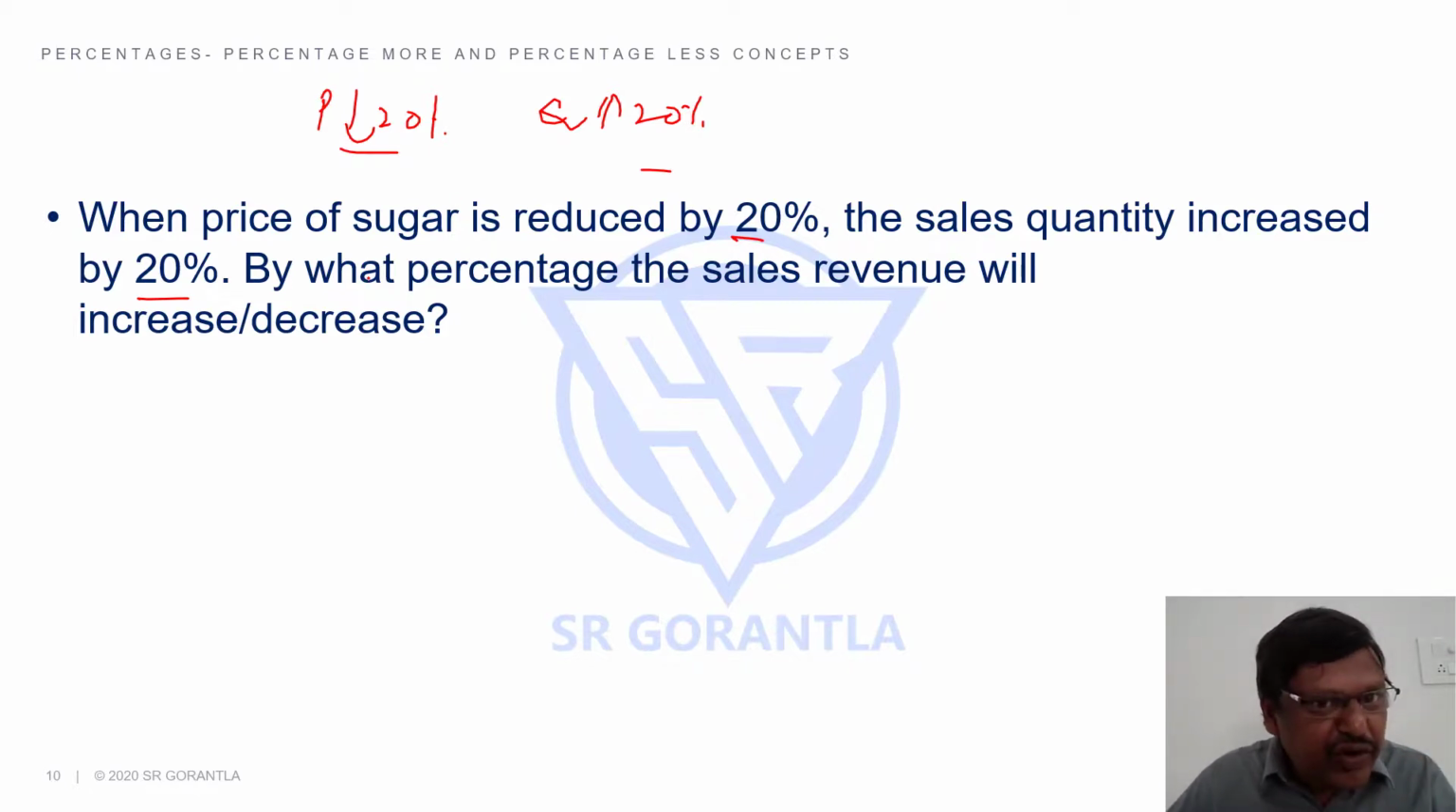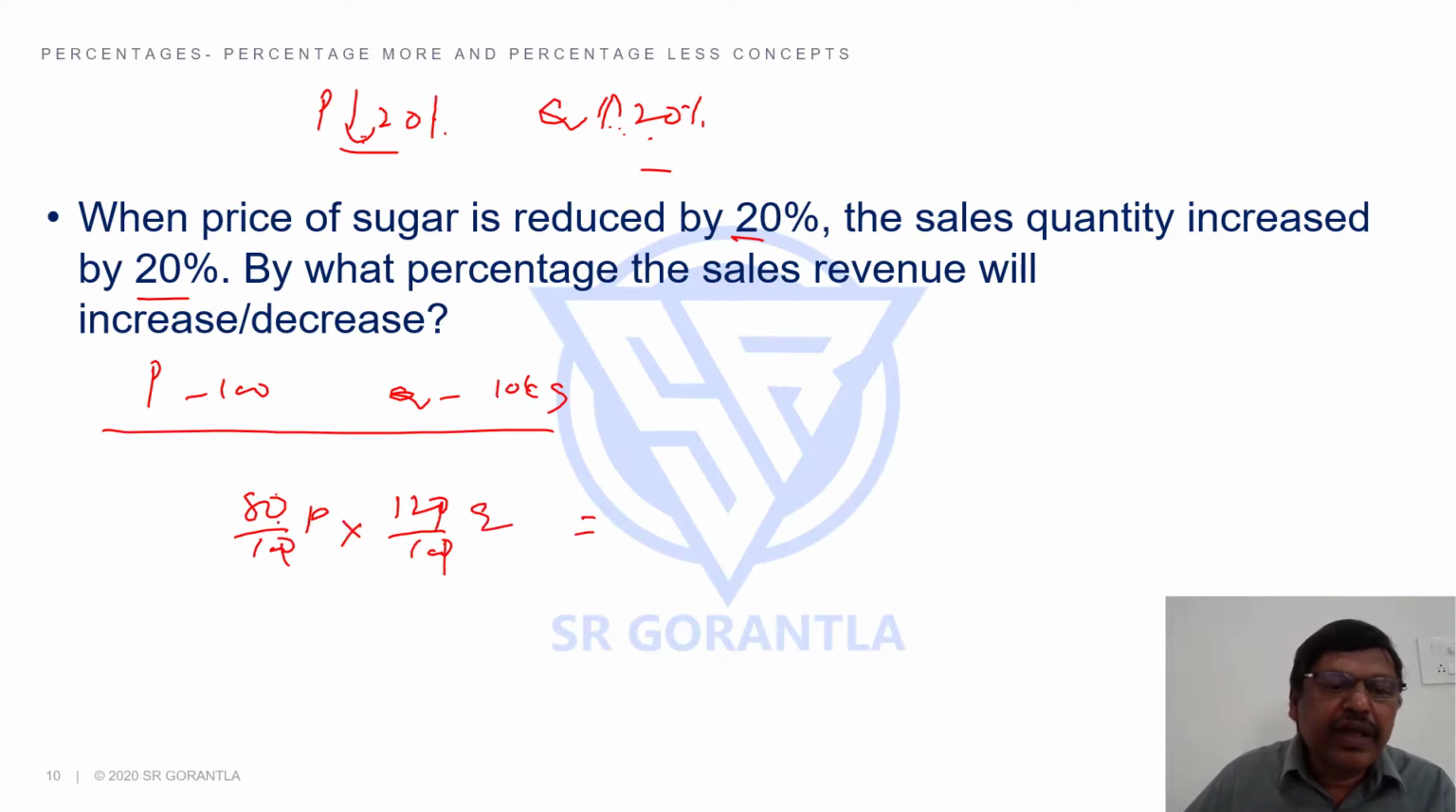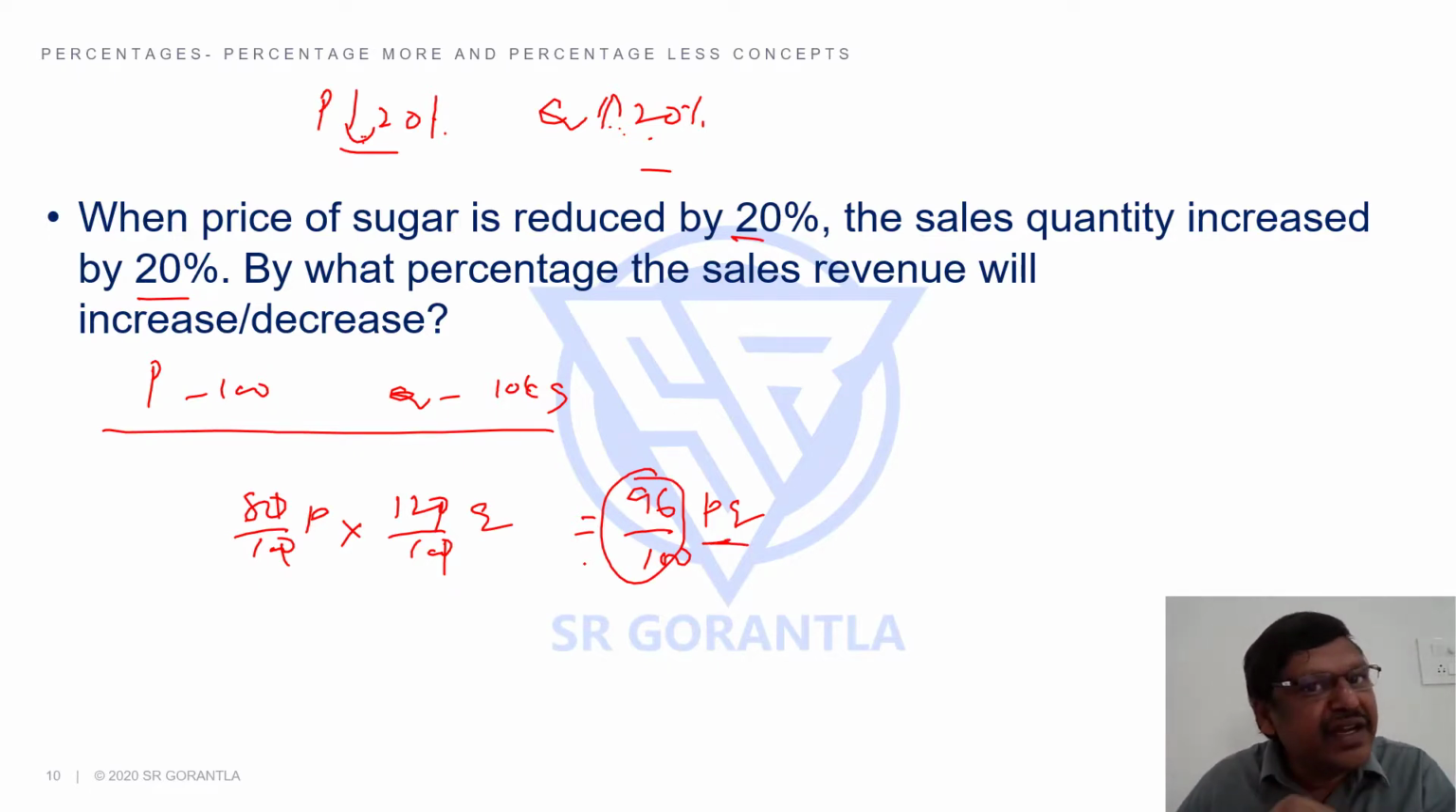Let's see. As I said, you can take an example and do it, students. You can take price 100 rupees again, say quantity is 10 kilograms, and do it like the previous example. I'll take it up directly. When price is reduced by 20%, the new price is 80% of the old price. When quantity is increasing by 20%, the new quantity is 120% of the old quantity. When I multiply these two, 8 12s are 96, so 96 by 100 into PQ. That is 96% of the original value. When I say 96%, there is a fall of 4%.